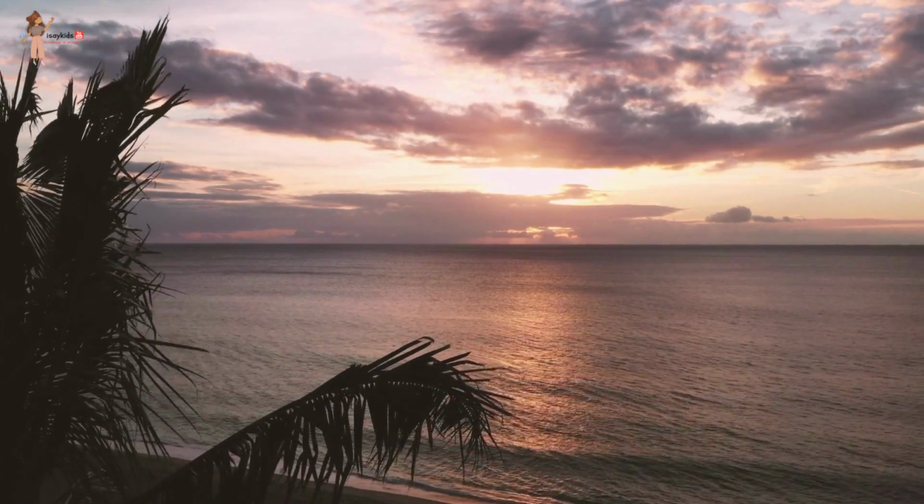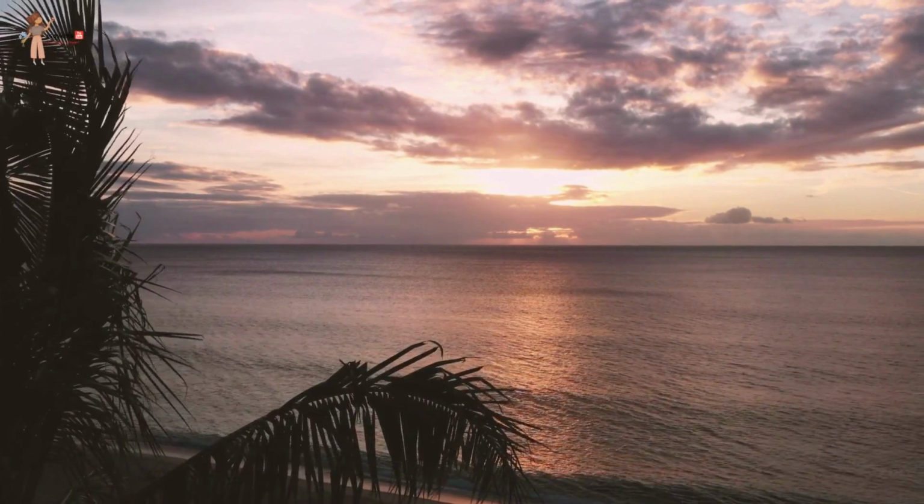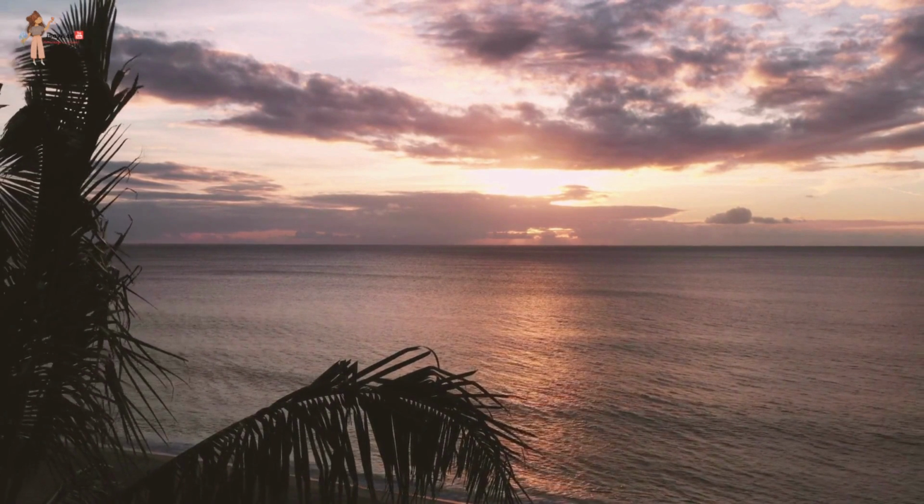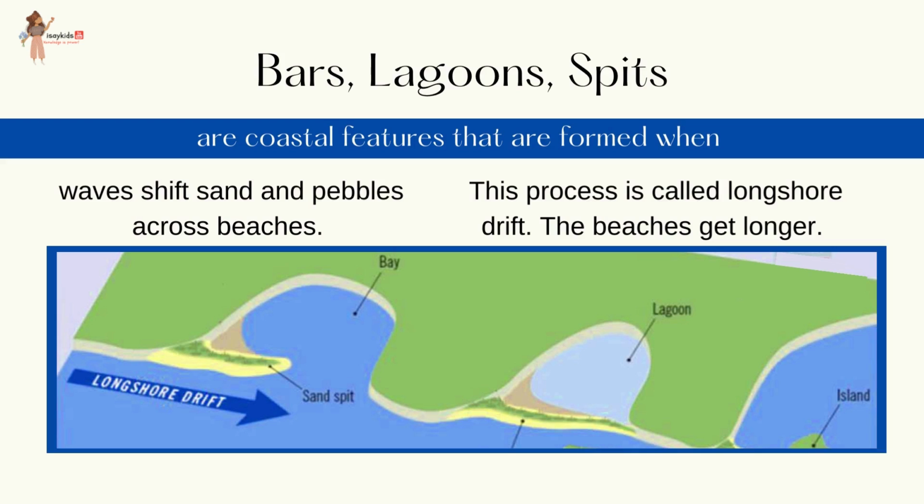Spits and bars form lagoons in the coastal areas. Now let's see what these are. These coastal features are formed when waves shift sand and pebbles across beaches. This process is called longshore drift.